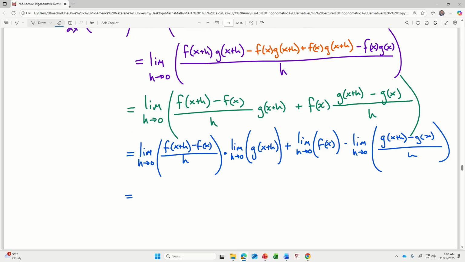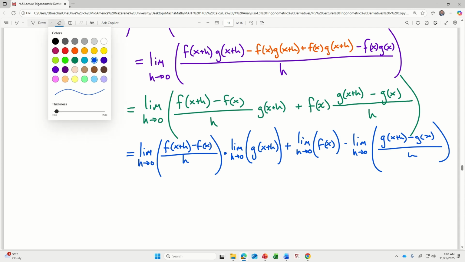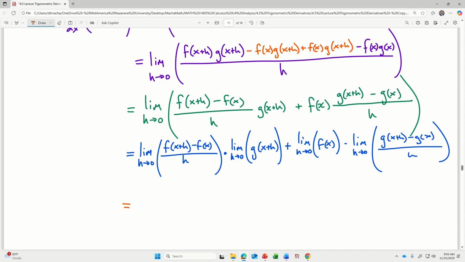Does anybody recognize what that first limit is? What's the limit as h approaches 0 of f of x plus h minus f of x divided by h? 0 over 0. No, it's the f prime of x. That's the definition of the derivative. That's the definition of what it means to take the derivative f prime of x.